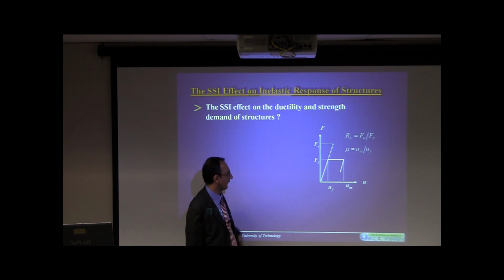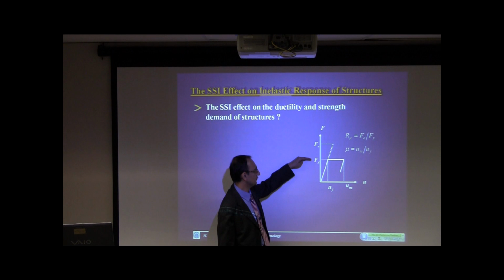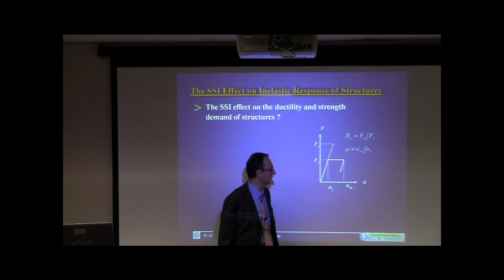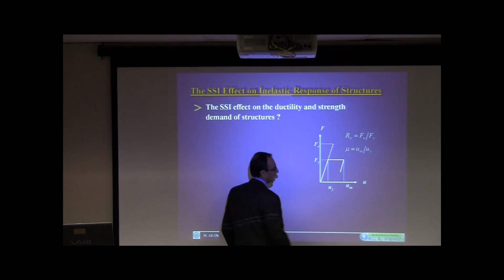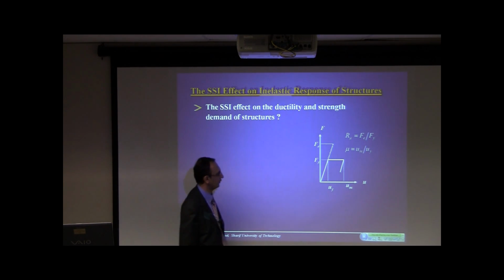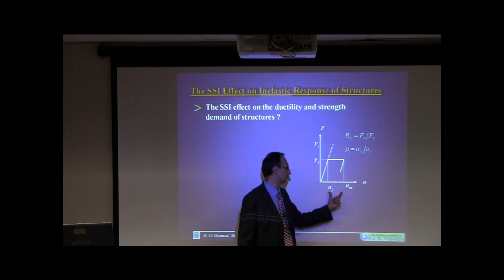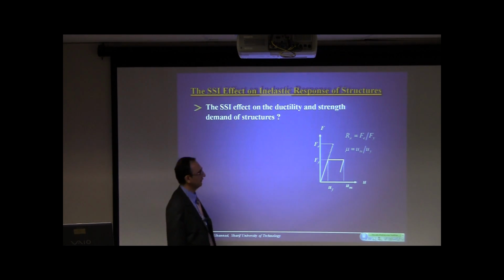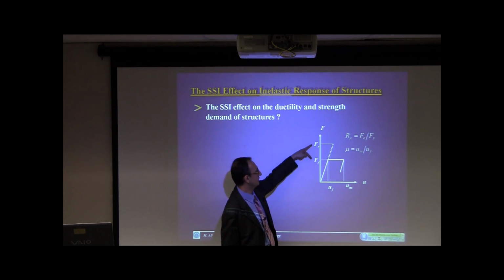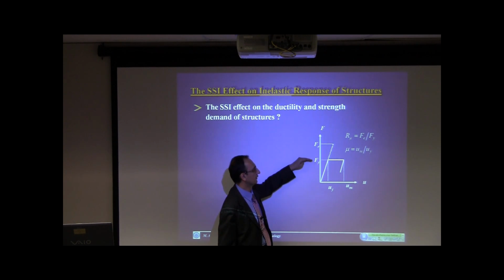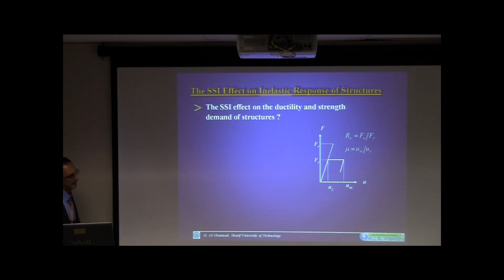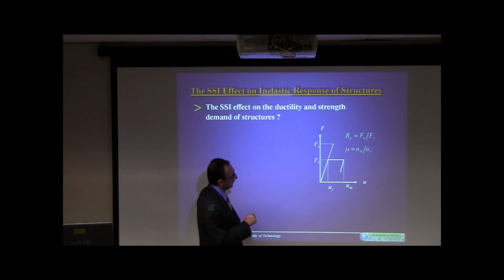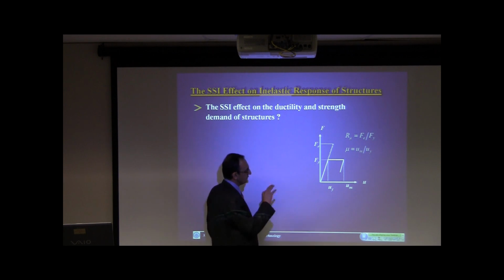But of course, we know that we have limited strength, and at some point it starts to go into the plastic range. The ratio between the maximum displacement and the yield displacement we refer to as ductility, and the ratio between this elastic strength demand and Fy, which is the yield strength, is usually called R mu, the strength reduction factor or yield reduction factor. And we are going to see the effect of soil structure interaction on both mu and R mu.